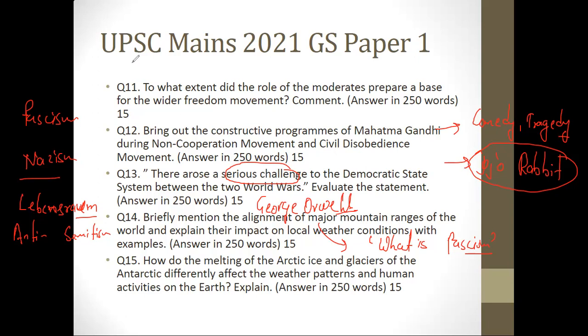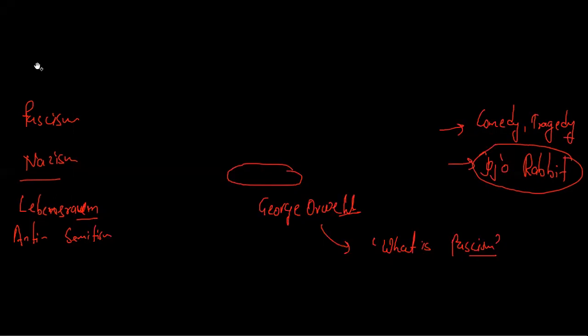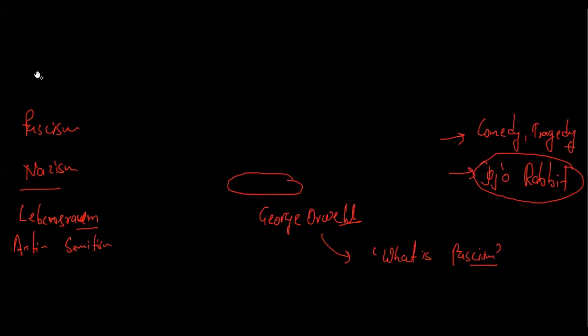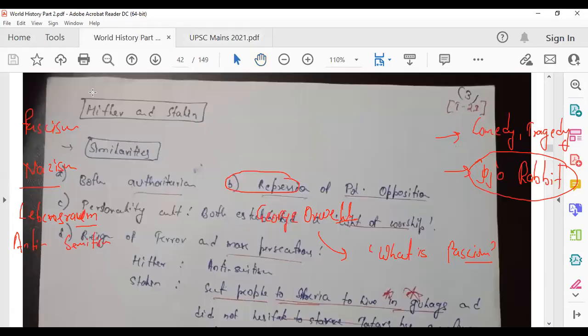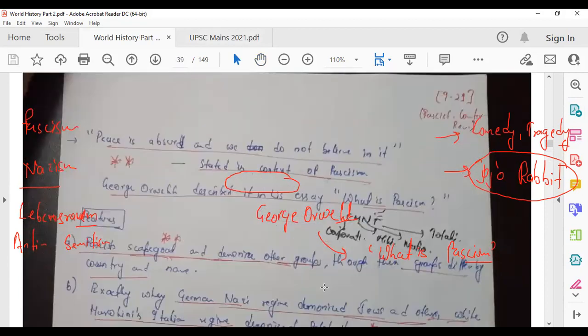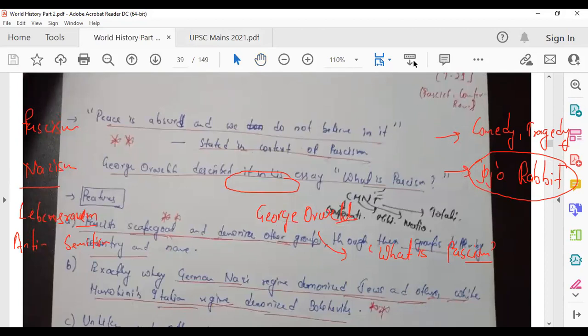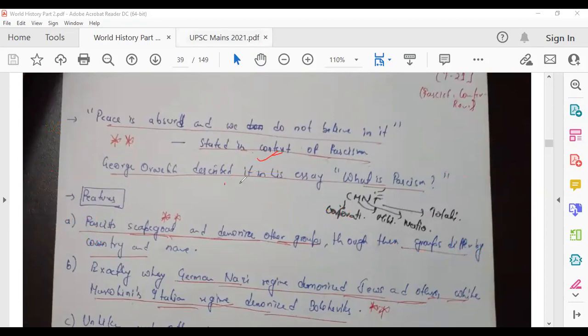Let me show you something. Just a second. So you can talk about the features of fascism and the features of Nazism. These are handwritten notes, so I don't know how much you will be able to see. See, I talked about this particular point: peace is absurd and we do not believe in it, stated in the context of fascism. George Orwell described this in his essay, What is Fascism?